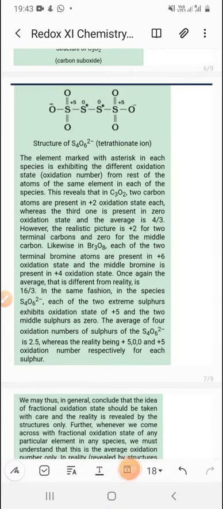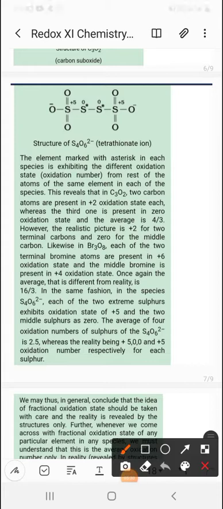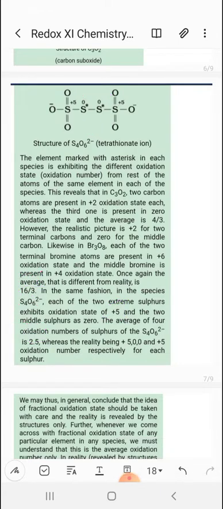The middle bromine is present in +4 oxidation state. Once again, the average that is different from the reality is 16/3. In the same fashion, in the species S4O6 2-, each of the 2 extreme sulfurs exhibits an oxidation state of +5 and the 2 middle sulfurs have the oxidation state 0. So the average of the 4 oxidation numbers of sulfur in the tetrathionate ion is 2.5, whereas the reality is +5, 0, 0, +5 oxidation number respectively for each sulfur.